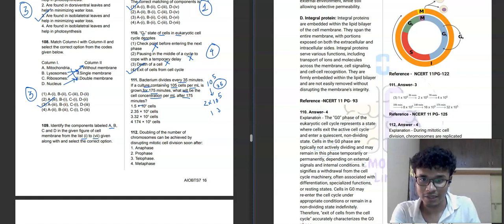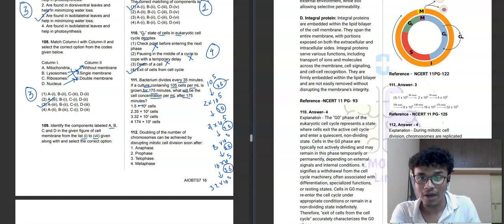Then in another 35 minutes we will get 4 multiplied by 10 to the power 5. Then it will get 8 multiplied by 10 to the power 5 in another 35 minutes. Then it will get 16 multiplied by 10 to the power 5 in another 35 minutes. Lastly, it will be 32 multiplied by 10 to the power 5 in another 35 minutes.